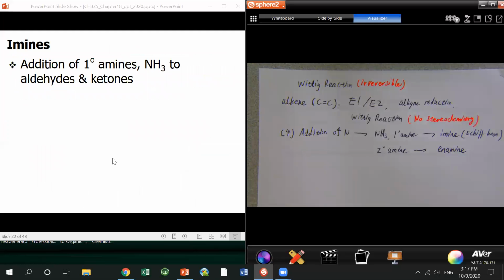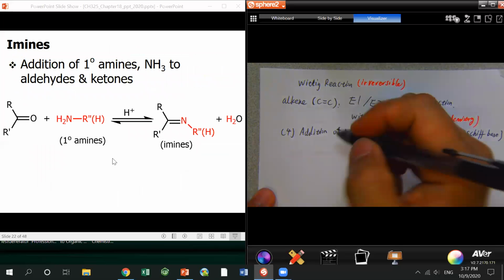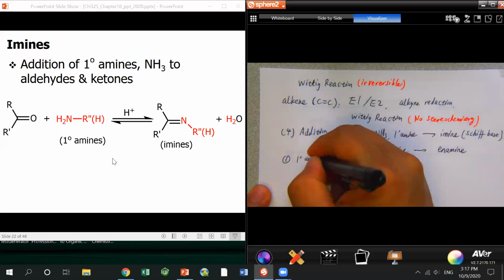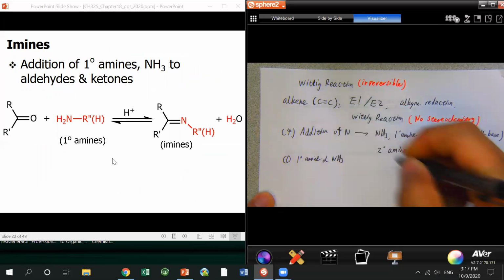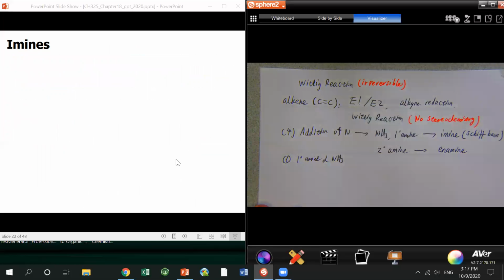Right. So for this reaction, we start with a primary amine and ammonium. So for this general reaction, what's different between the two? All right, I'll go back here.